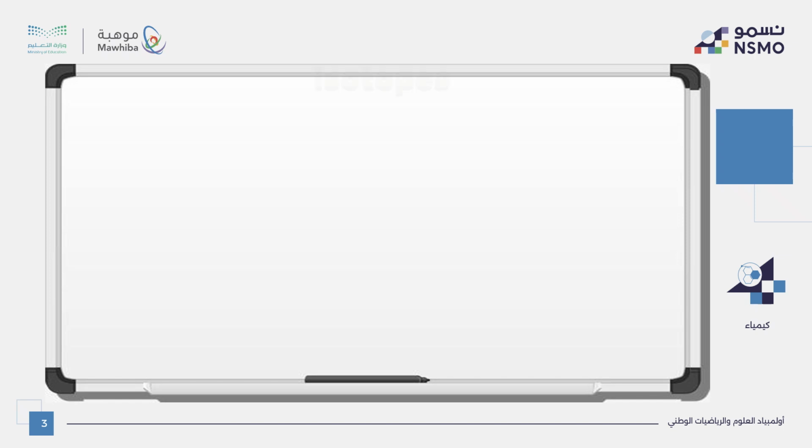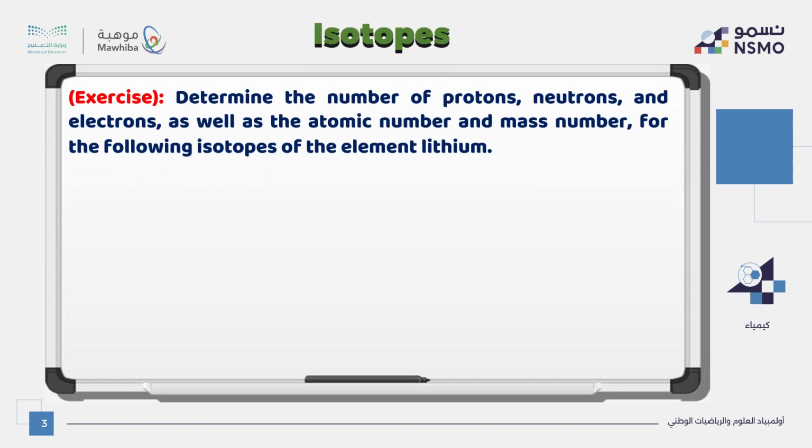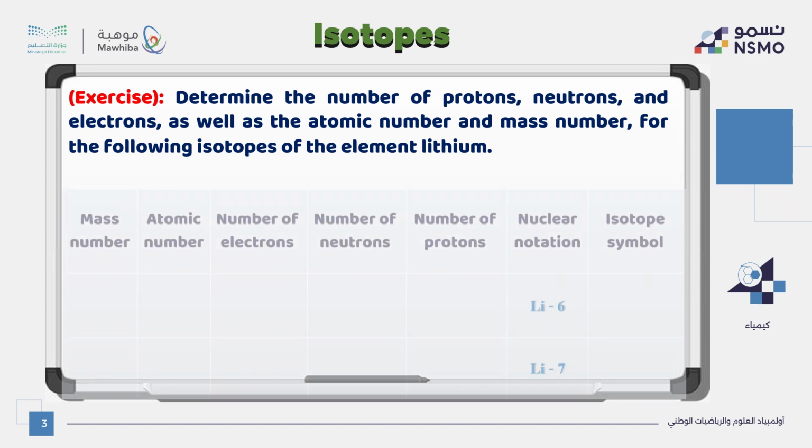Exercise. Determine the number of protons, neutrons, and electrons, as well as the atomic number and mass number for the following isotopes of the element lithium.